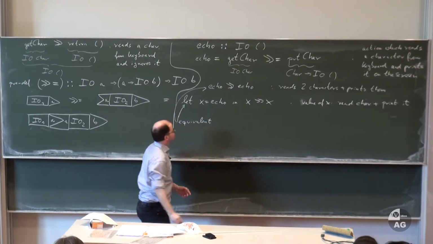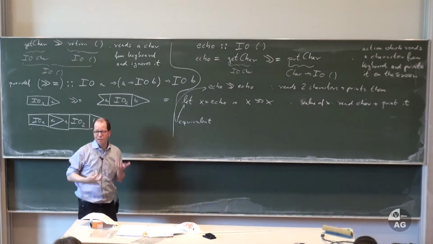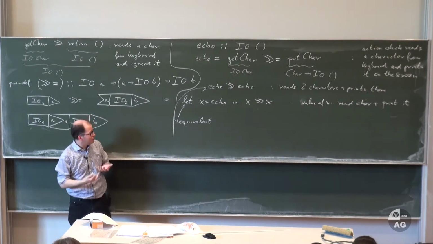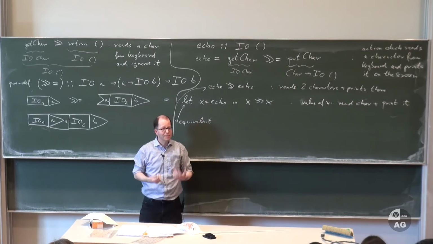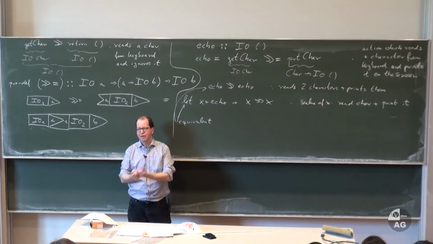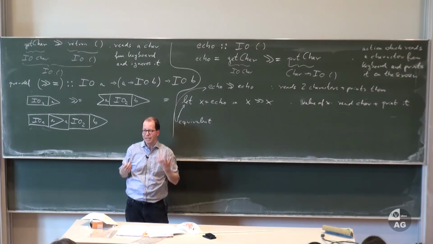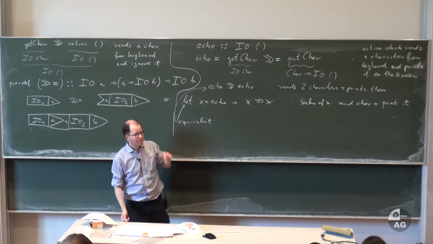So indeed, this is what I mean by referential transparency. Every time echo occurs, it has the same value. It's always read a character and print it. But the value of echo is the action to do this. It's not the character that the user has typed in.